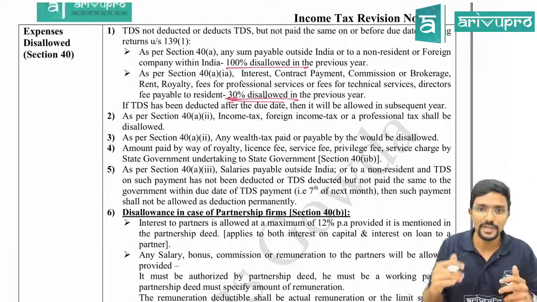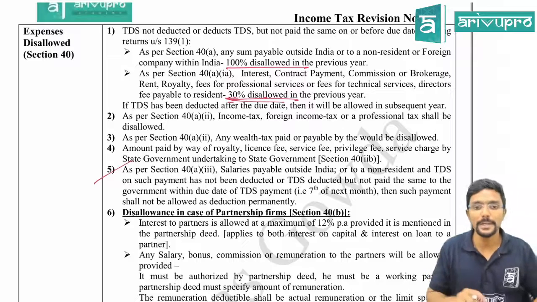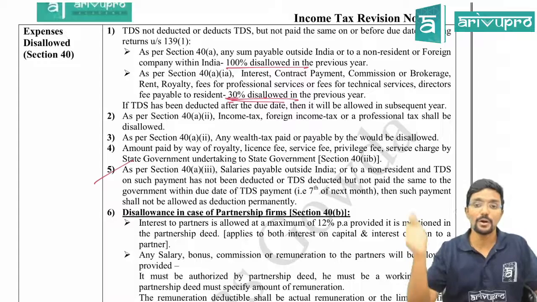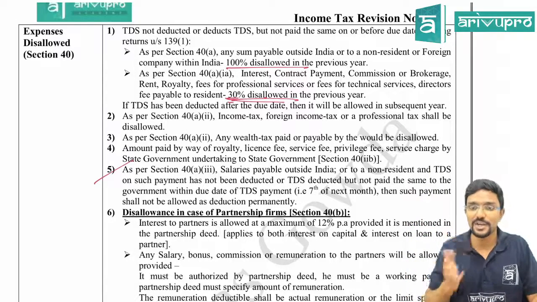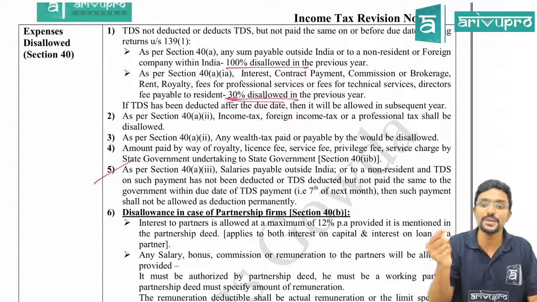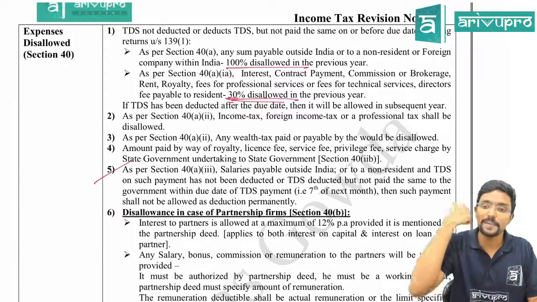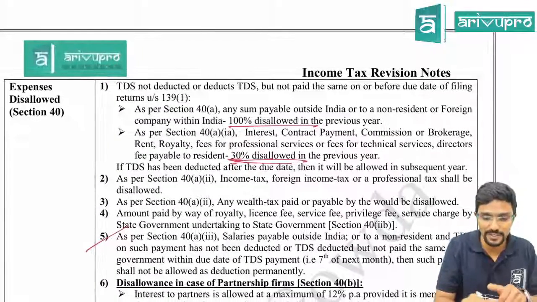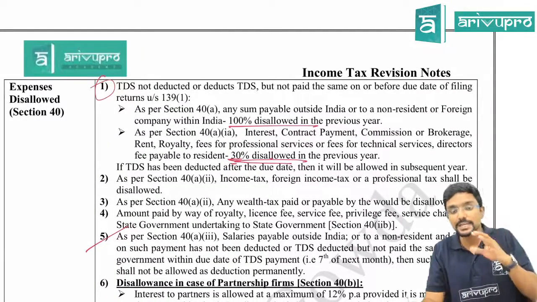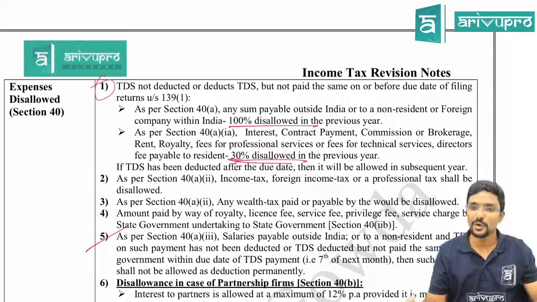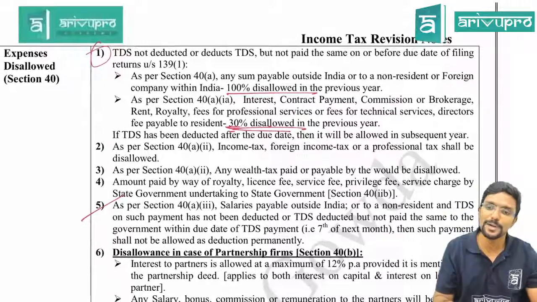And one more case is given, which I have given in the 5th point. If any salaries are paid to a non-resident, or salaries are paid outside India, and TDS is not deducted, or else deducted but not remitted to the government within the due date of TDS, then it is completely, permanently disallowed. Whereas in the first two cases, if TDS is deducted but remitted, assume, after the due date, then it will be allowed in the next year. Whatever is disallowed this year will be allowed in the next year.